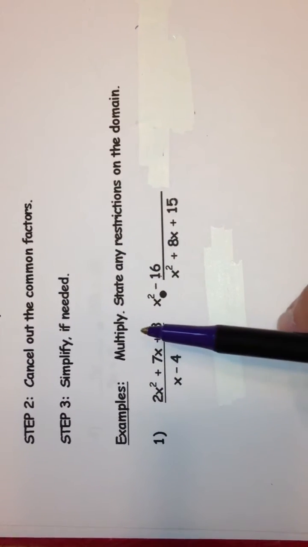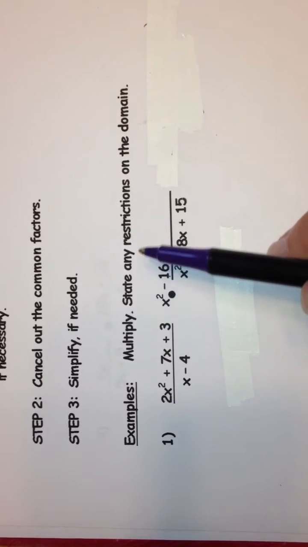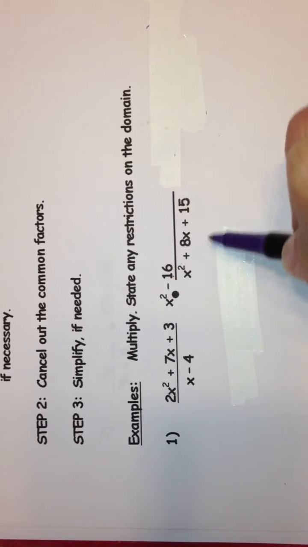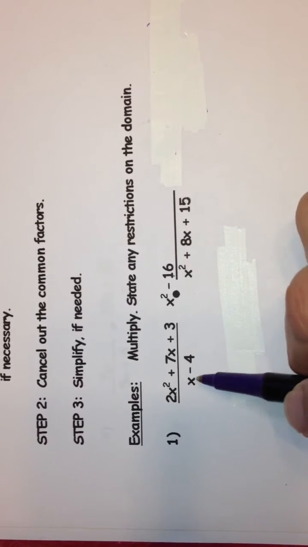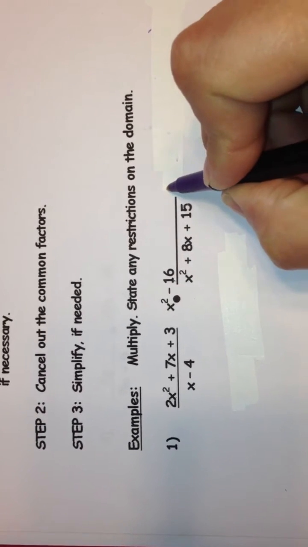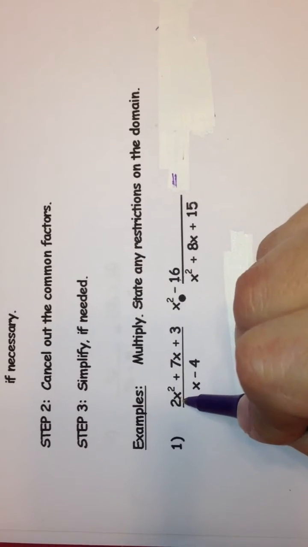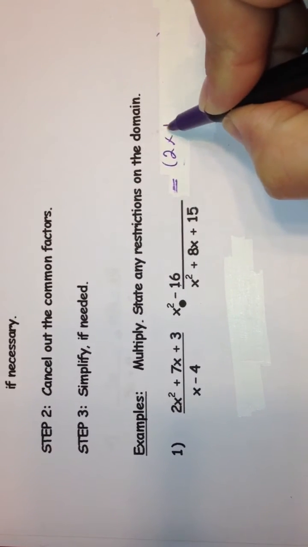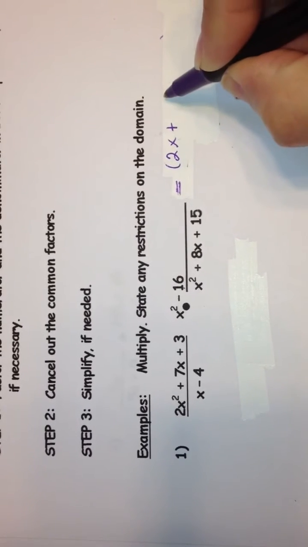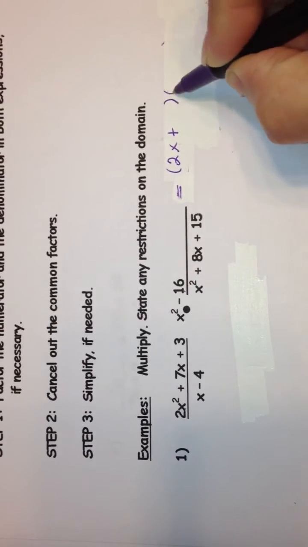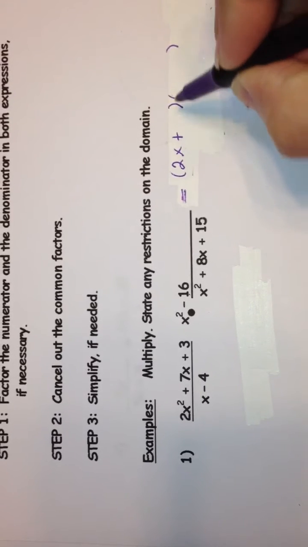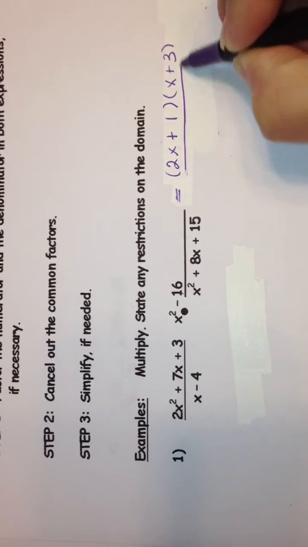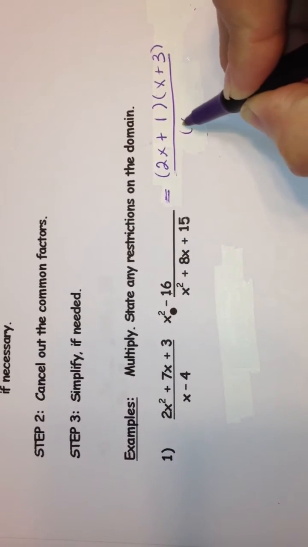Here's our first example. We're being asked to multiply and to state any restrictions in the domain. Remember, that means that we can't have 0 in the denominator for either one of these factors. So we'll start by factoring right here. We have 2x squared plus 7x plus 3, and the leading coefficient is not 1, so we're going to use the A&M method. So I have 2x plus 1 and x plus 3. And the denominator here is just x minus 4.